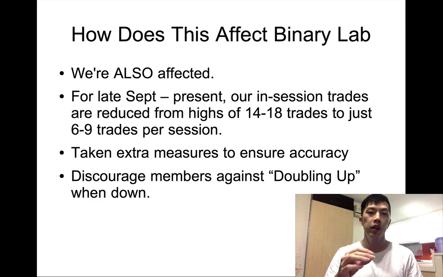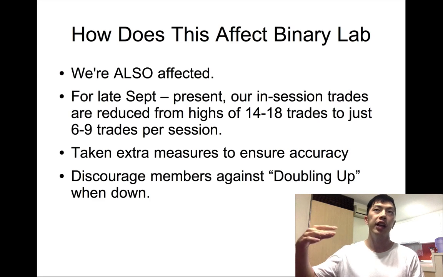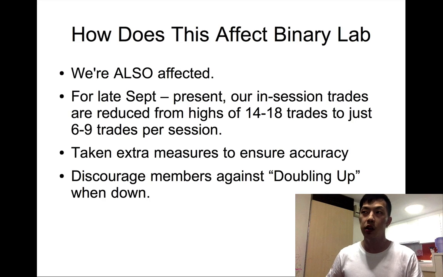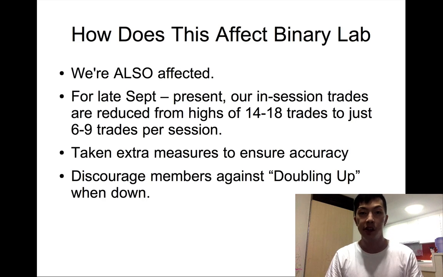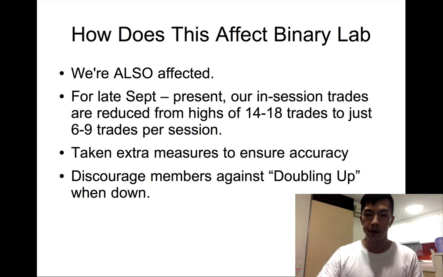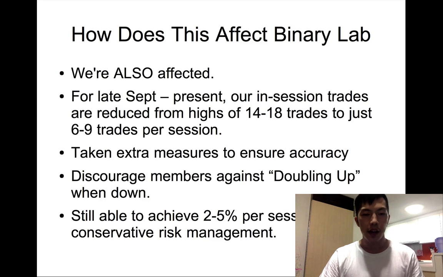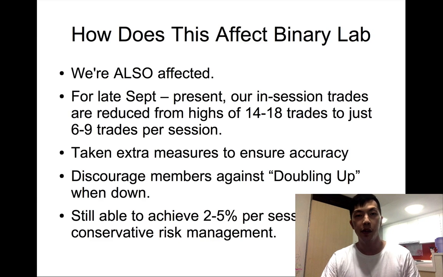So you have to look at the recommendations on what I told you to. Check that it's not pushing the highs or the lows, preferably within a support and resistance level. You have a lot better chance of taking the usual kind of trades. But even so, we're discouraging members against doubling up. And still, with conservative risk management, we're actually able to achieve 2 to 5% profits per session.